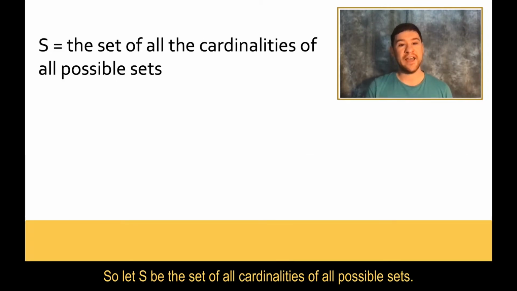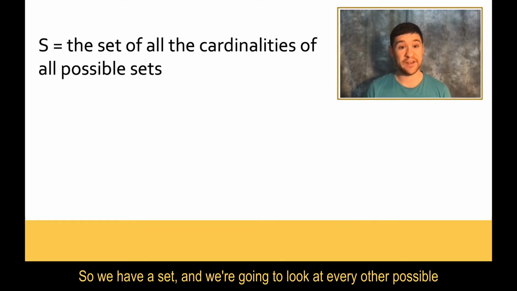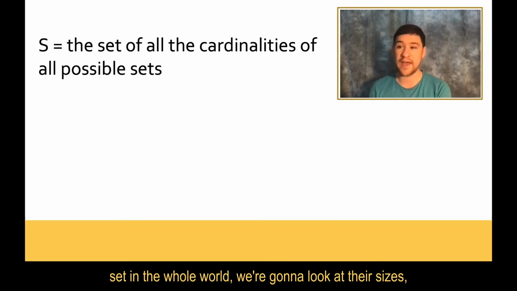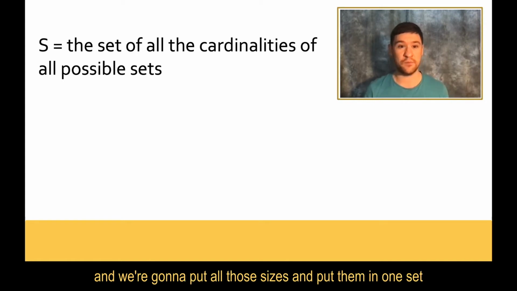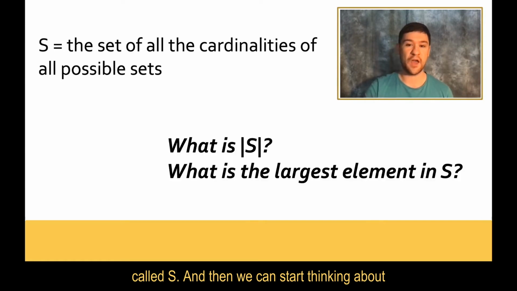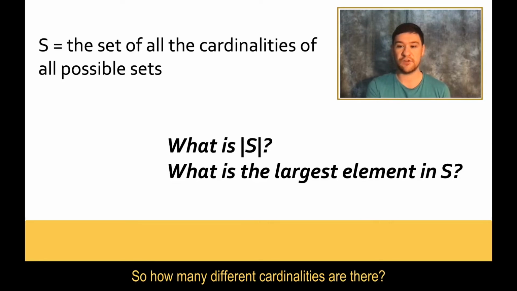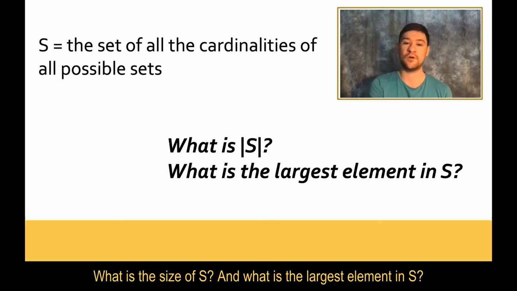So let S be the set of all cardinalities of all possible sets. So we have a set, and we're going to look at every other possible set in the whole world. We're going to look at their sizes. We're going to put all those sizes in one set called S. And then we're going to start thinking about what is the size of S. So how many different cardinalities are there? What is the size of S? And what is the largest element in S?